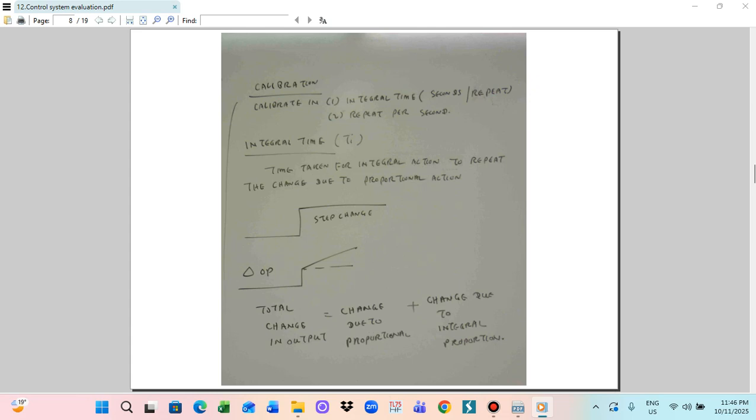So this is the total change in the output. The total change in the output can be calculated as the change due to the proportional plus the change due to the integrated action. So by this way you can calculate the change equation.